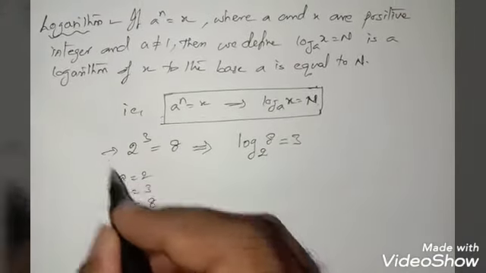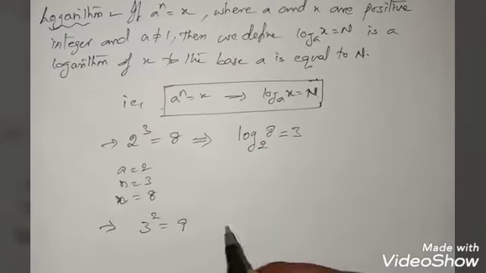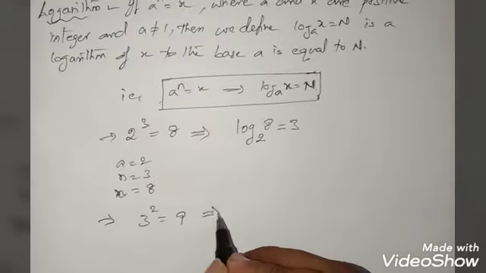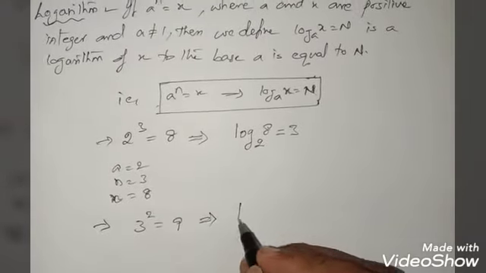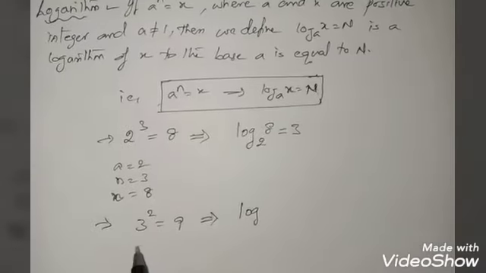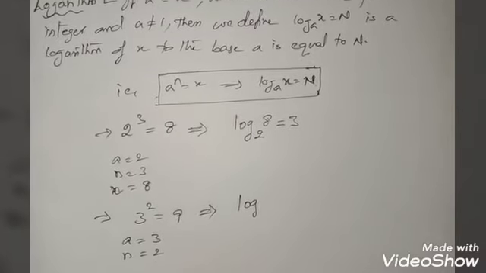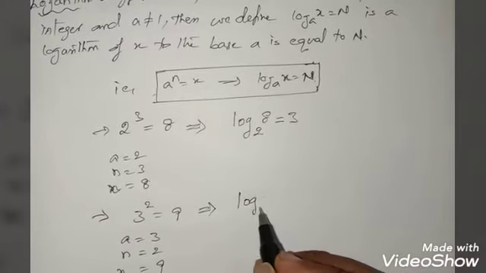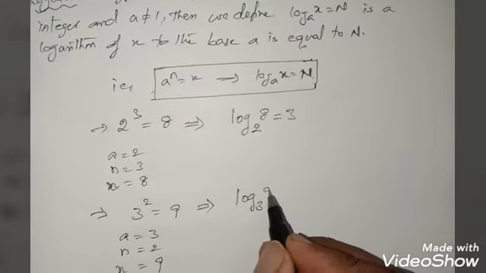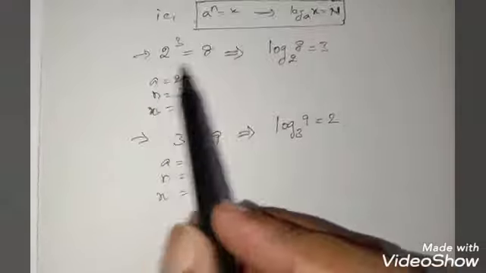Now if I take another example, that is 3 to the power of 2 is equal to 9. We know that 3 square is equal to 9. Now if I want to convert this in terms of logarithms, as per your formula, if I compare, a is equal to 3, n is equal to 2, x is equal to 9. Now if I write this in a logarithm, we can write this as log base 3 of 9 is equal to 2. Hope you understand how to convert the exponents in terms of logarithm.